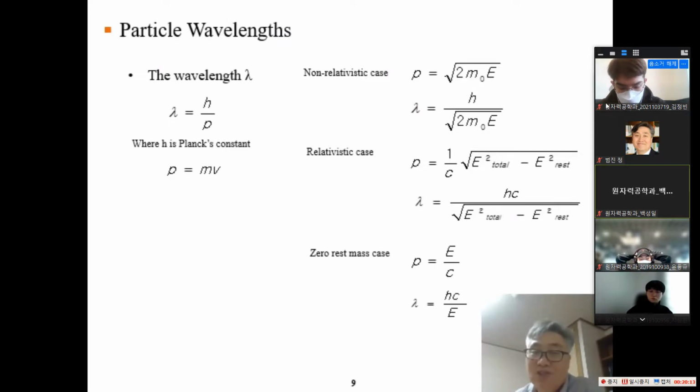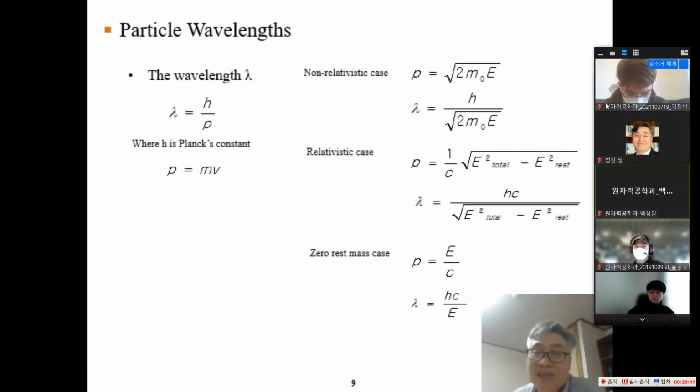And for the relativistic case, that is, when the energy of a particle is higher than 0.02 of the rest energy, the momentum is given like this. You have to memorize it for a while, and then put this into the equation, and we get this one.